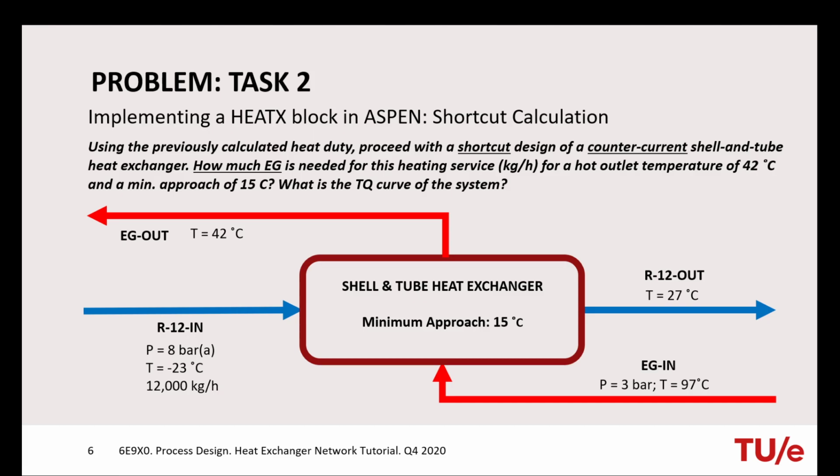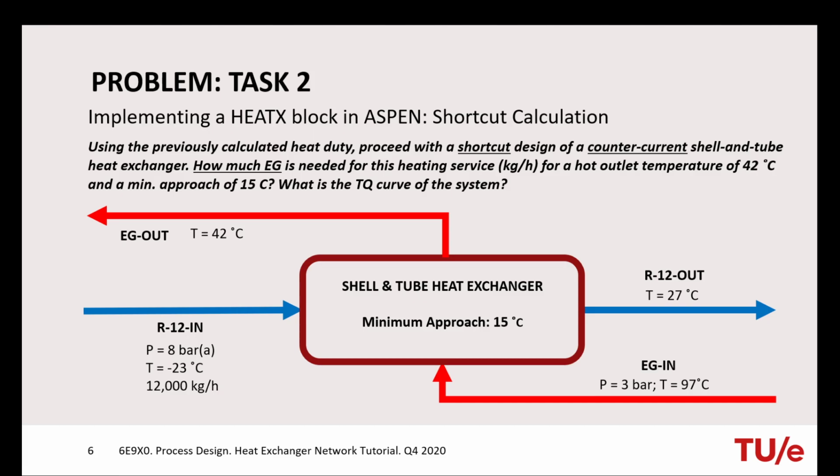So besides, the question asks us to determine how much ethylene glycol or EG we need for this heating service to reach an outlet temperature of this heating fluid of 42 degrees and a minimum approach of 15 degrees. And also, what is the temperature curve of this system?